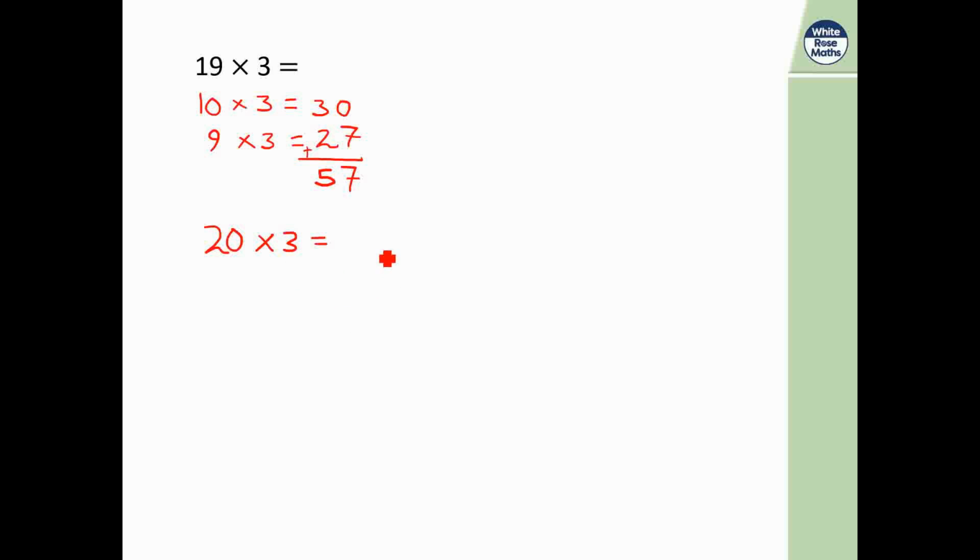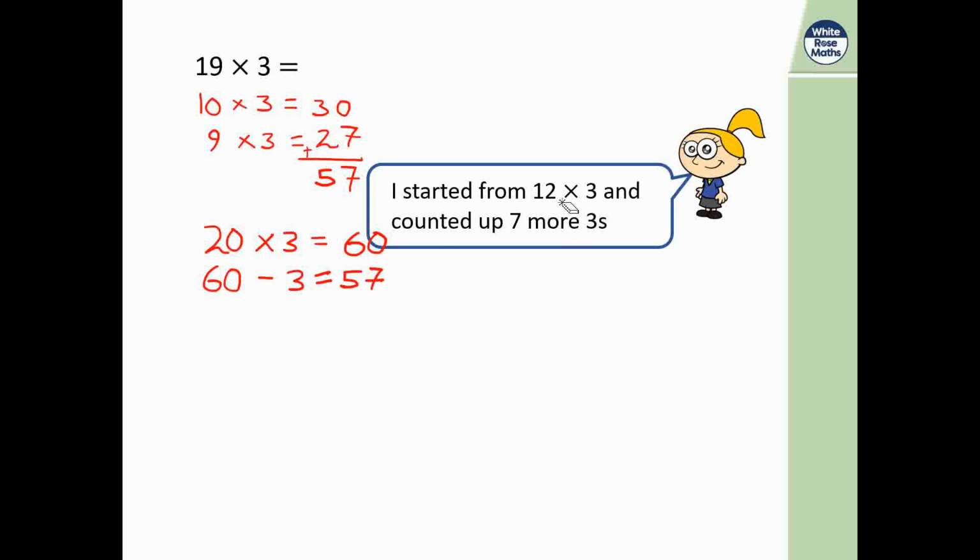Well, what's 2 times 3? 6. Now 20 has a 0, so that needs to be put here as well. So 20 times 3 is 60. But now we have to take 3 because it's one less. So 60 minus 3 equals 57. Do you see? I started from 12 times 3 and counted up 7 more 3s.